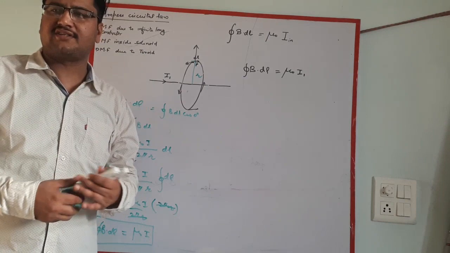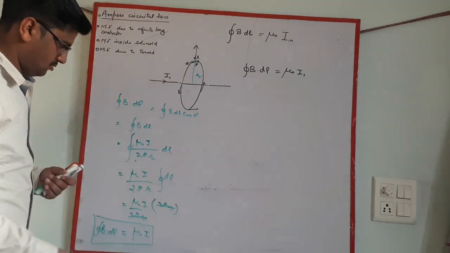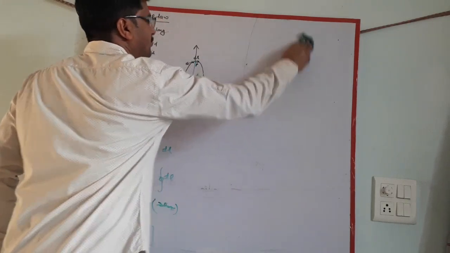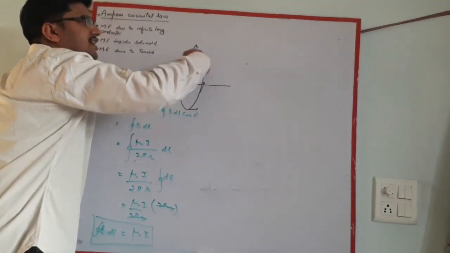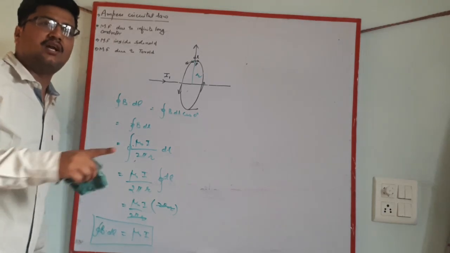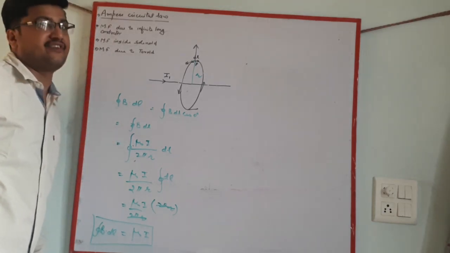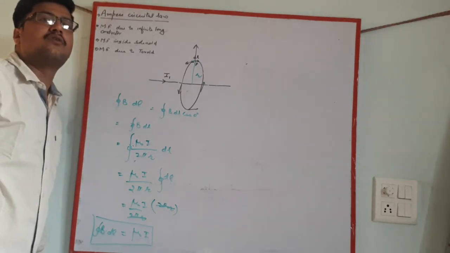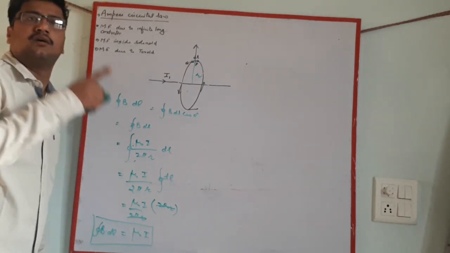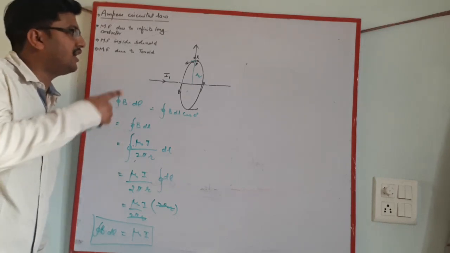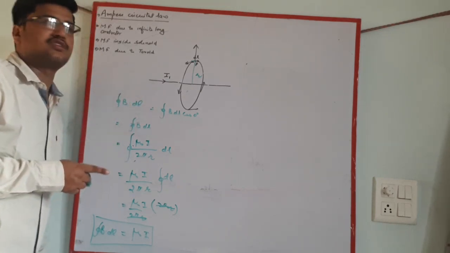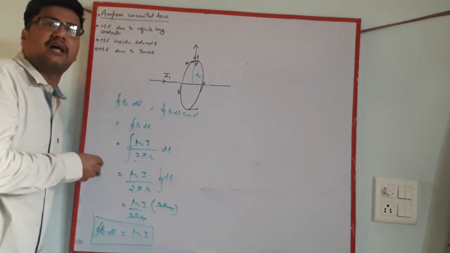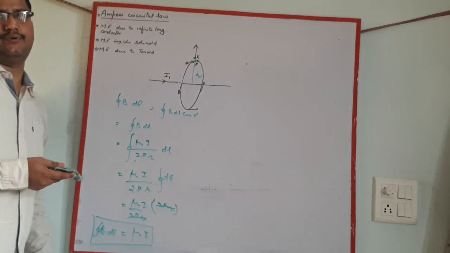So let's start with the first. Here one more thing to note, that this loop is also known as the Amperian loop, as there was the Gaussian surface. In Gauss law, we used to draw an imaginary surface called the Gaussian surface passing through the point of observation. Here we draw a loop crossing the point of observation and enclosing the current element, and this loop is called the Amperian loop.